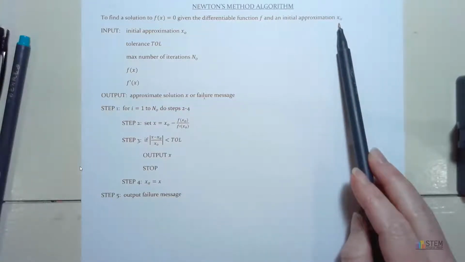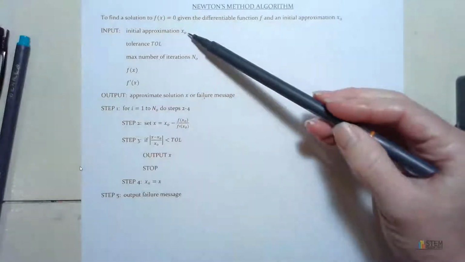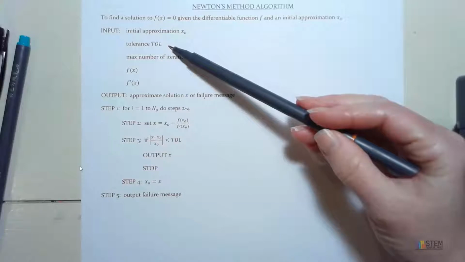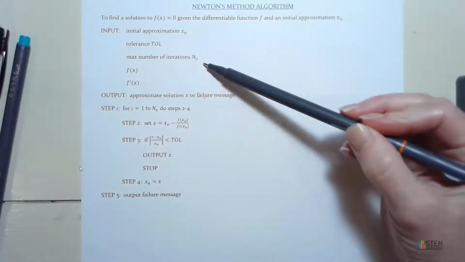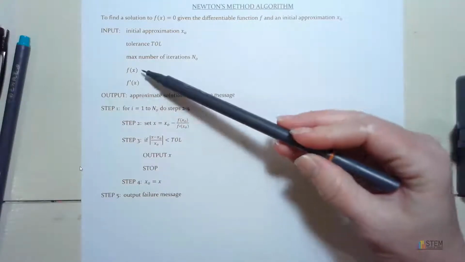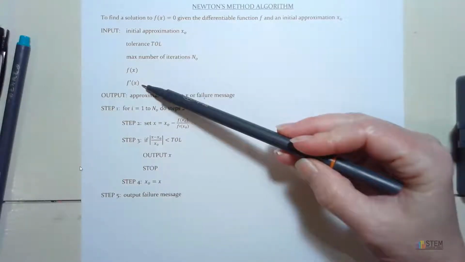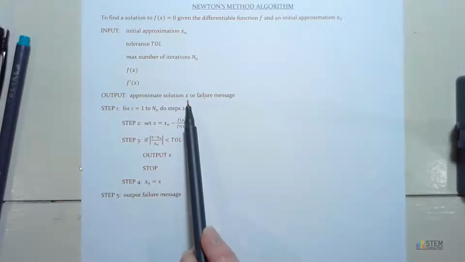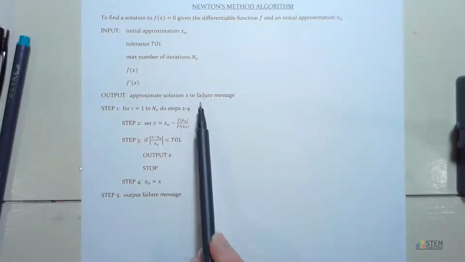All right. So our inputs, we're going to have x0, our initial guess, a tolerance, which tells us how accurate we want it, and the max number of iterations, again, to keep us from going into an infinite loop. We need our function f of x, and then you need to be able to get the derivative of f of x. What we're going to get out of here is our approximate solution, which I'm going to call x, or we'll get a failure message.